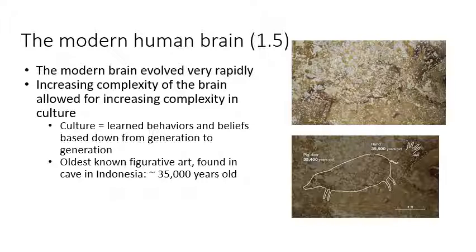So the takeaway of this chapter in general is that the modern human brain is rather special. It's the most complex organ that we have. The human brain is the most complex out of any organism, and there's still a lot that we don't know about it. There's still a lot to be learned.